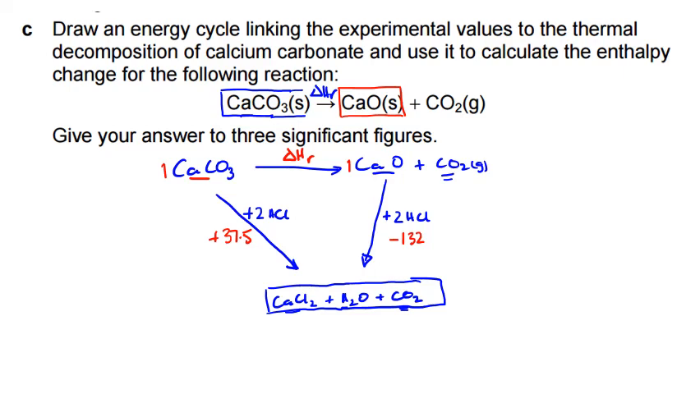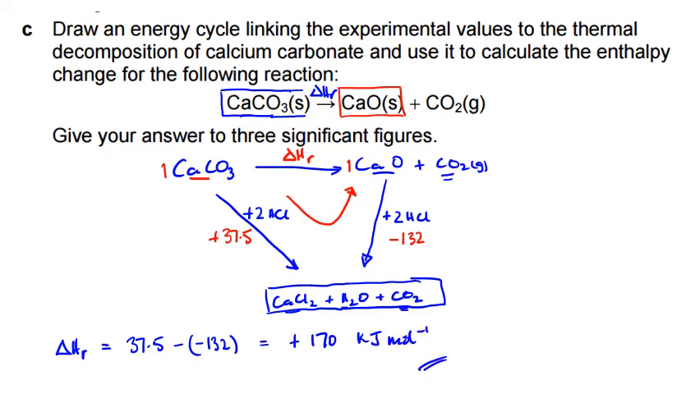So let's switch back to blue, right down here. Delta HR, the one that we're interested in, is going to go around the alternative route. So we're going to go around in this direction. We are going with the first arrow, so we keep the sign of the 37.5, but we're going against the arrow of the second reaction, so that's going to be a minus 132, like that. And so our enthalpy change is going to be plus 170 kilojoules per mole, and that's the answer to part C.